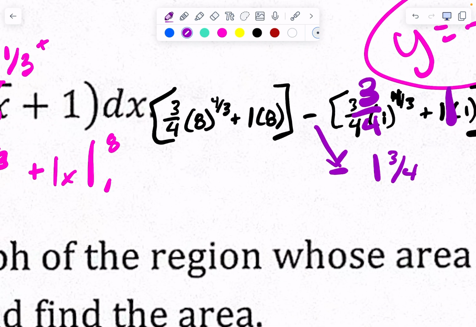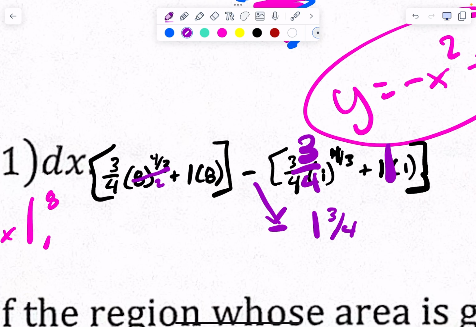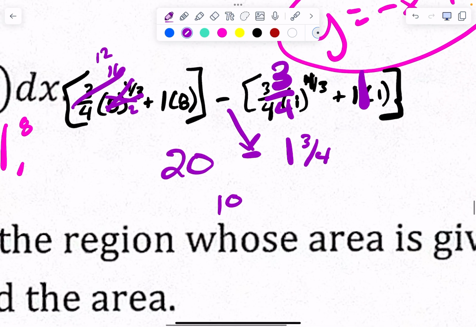Now this thing. 8 to the 4/3: this is 2, and 2 to the 4th power is 16, and 3/4 of 16 is 12, and 12 plus 8 is 20. So 20 minus 1 and 3/4 is 18 and 1/4.